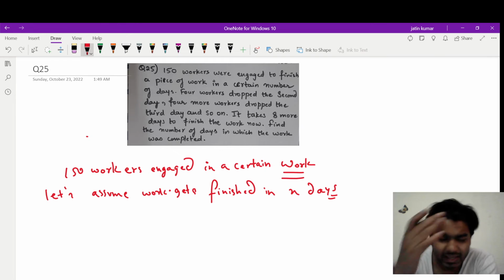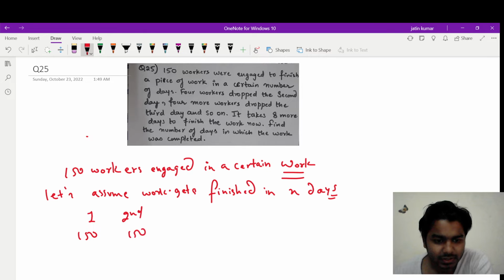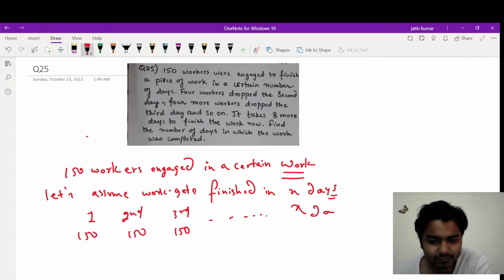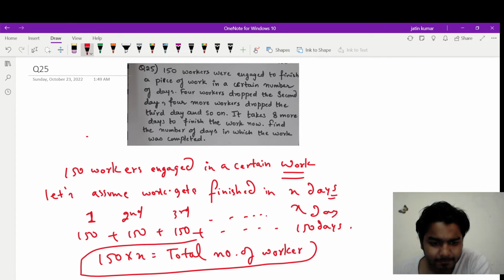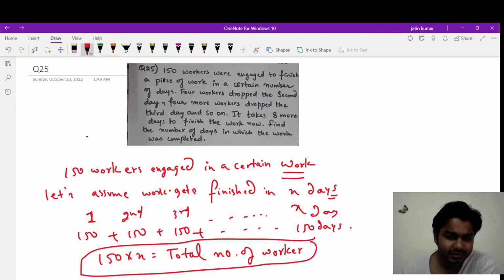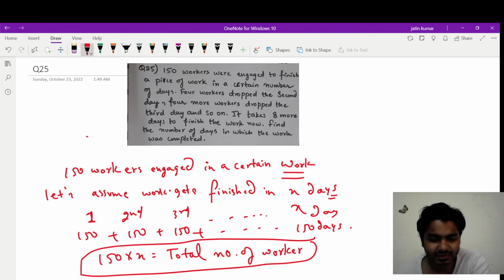So every day 150 workers will come. In the first day 150 workers will come, second day 150, third day 150, and till X days 150 workers will come. So the total number of workers in these days will be 150 plus 150 plus 150 till X days. Can I directly write 150 into X? This will be the total number of workers, because if 150 come every day, the total is 150 into X, the total number of days.